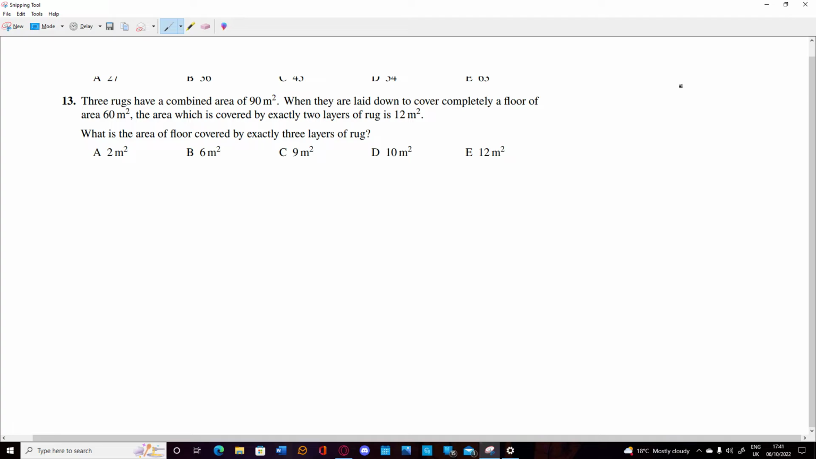3 rugs have a combined area of 90 meters squared. They're laid down, completely covering a floor of 60 meters squared. The area which is covered by exactly 2 layers of rug is 12 meters squared. So the area of rug 1, plus area of rug 2, plus area of rug 3 is equal to 90.